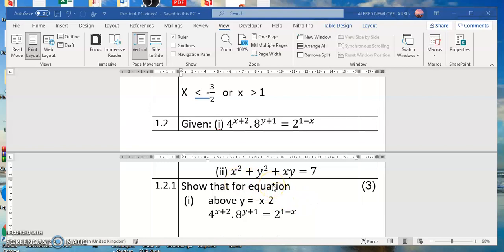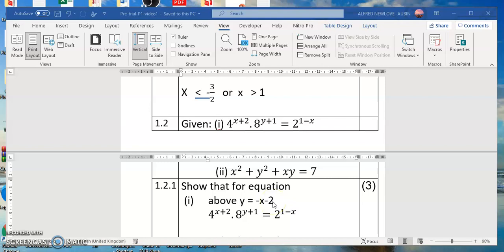We are solving for x, and the question says we should show that for the equation above, y is equal to minus x minus 2. Which equation is it talking about? It's this one: 4 exponent x plus 2, dot 8 exponent y plus 1, is equal to 2 exponent 1 minus x. They want us to show using this equation that y is equal to minus x minus 2.